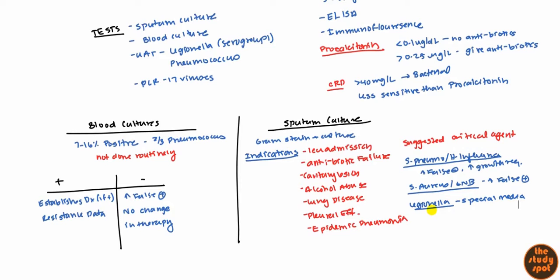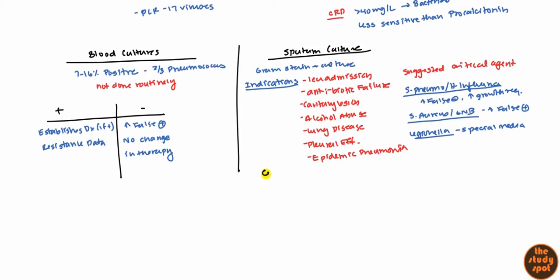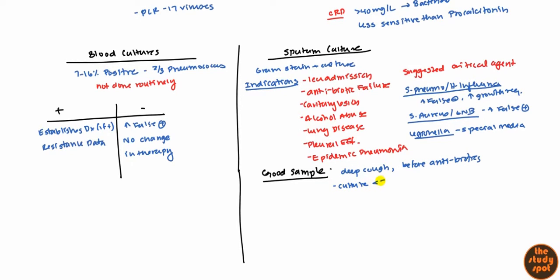Now, when you do get your sputum culture, you do need to make sure that it's a good sputum culture so that you can increase the chance of getting actual bacteria. So what is the definition of a good sputum culture? Well, first of all, it has to be a good cough, and it has to be done before antibiotics are actually prescribed. So it's important that you focus on that. Now, also, you want to culture within 24 hours, and if you can't, it needs to be refrigerated at greater than 4 degrees Celsius.